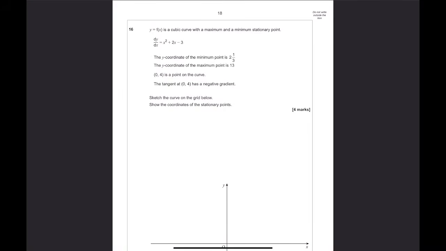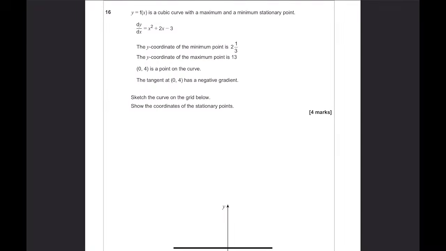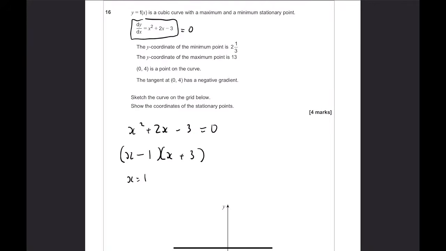y equals f of x is a cubic curve with a maximum and a minimum stationary point. So again, remember that once we've differentiated, that is a gradient function that we can use. So if we were to set this equal to 0 and solve it, it will give us where the gradient is 0, and that's where the turning points are. So if we factorise this up, we're going to get plus 3 and negative 1, which correlates to x equals 1 and x equals minus 3.